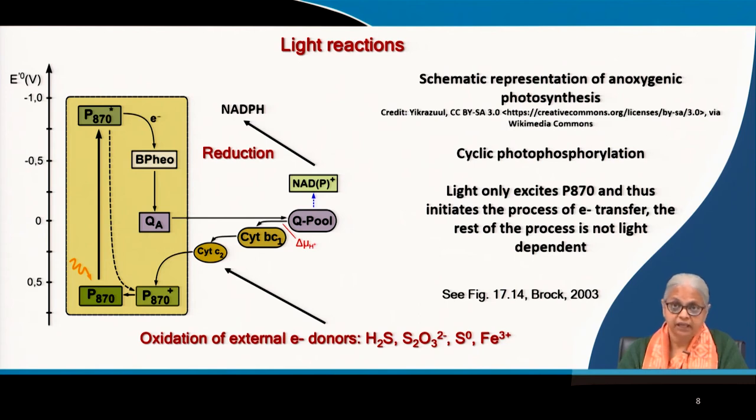It's an energy consuming reaction, and that's what the light energy is all about. And you have external electron donors like hydrogen sulfide, thiosulfate, elemental sulfur, and ferrous iron. Now, these electron donors are giving their electrons here at P870, and when that gets excited by the light energy, it's being passed through these electron carriers. So the oxidation of the electron donors is happening over here, and reducing power is generated, which later on will be used for generating ATP.